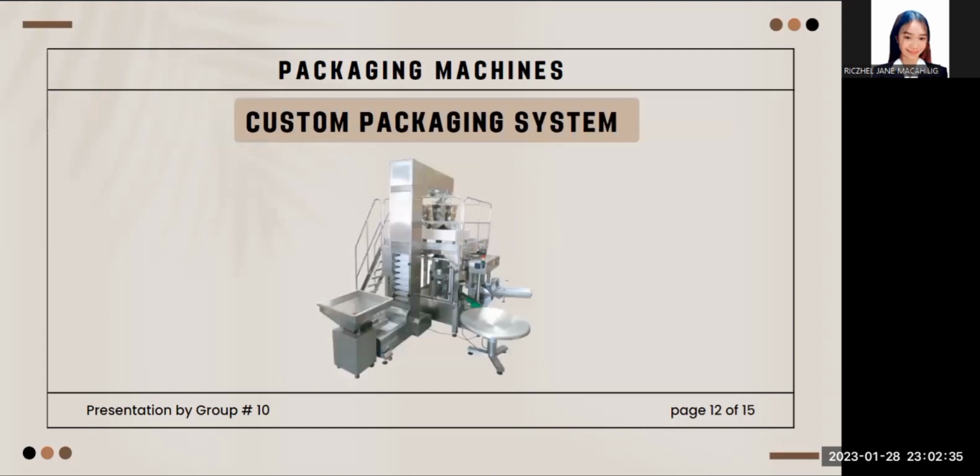So next is custom packaging system. So it is a boxing that is specifically tailored to your company and the product your company is making and shipping. Next po.